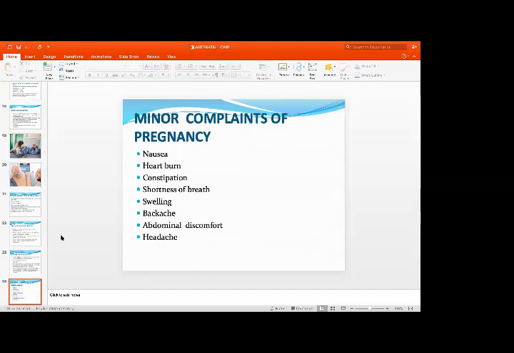There are minor complaints or minor ailments of pregnancy, which are nausea, which may sometimes be excessive and lead to vomiting also, heartburn, constipation due to progesterone. It will relax the smooth muscles of the intestine and she will have constipation, shortness of breath, swelling of legs and feet, backache. She may complain of backache due to increased lumbar lordosis. She may have abdominal discomfort due to overstretching of abdominal muscles as the uterus size increases, and she may have headache also.